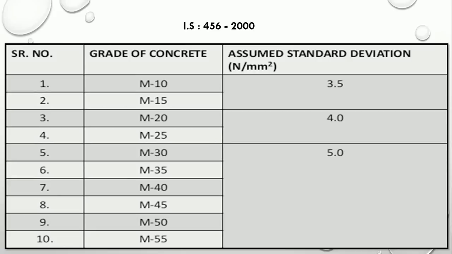Standard deviation varies for various grades of concrete. As you can see in the table, for grade of concrete M10 and M15 it is 3.5 Newton per mm square. It is the assumed standard deviation as per Indian Standard code. Then for M20 and M25 it is 4 Newton per mm square, and above M25, meaning M30 to M55, we can take 5 Newton per mm square for designing our concrete mix.